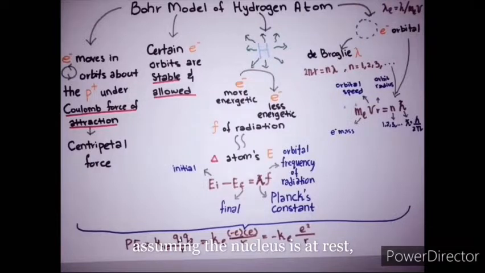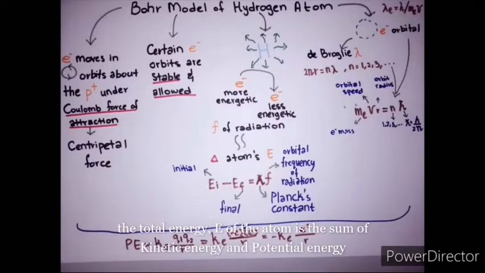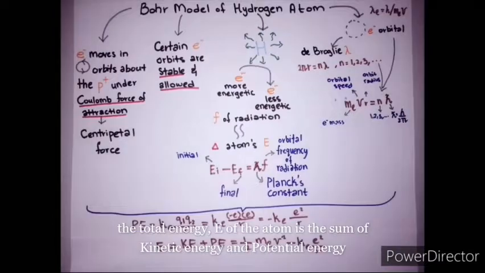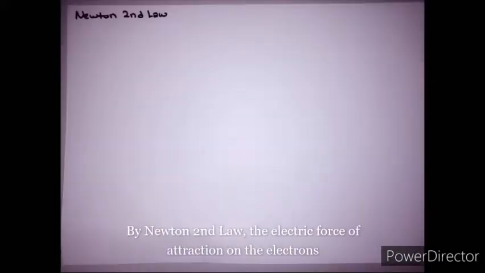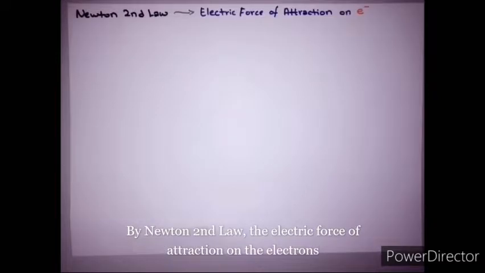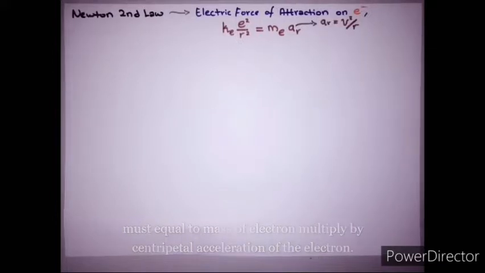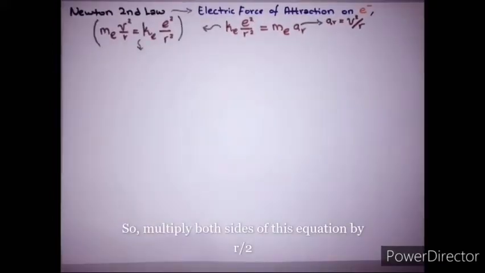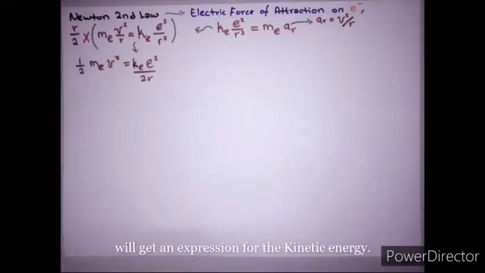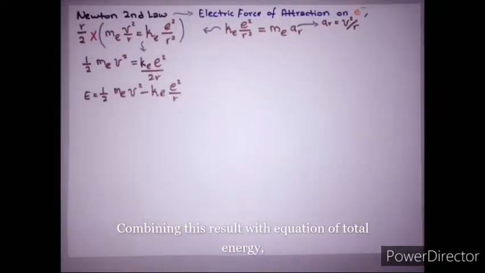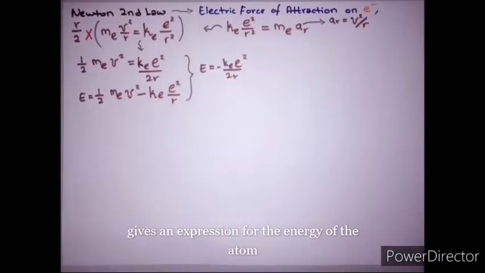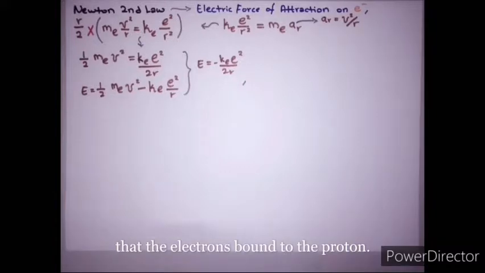The electric potential energy of the atom is given by this expression. Assuming the nucleus is at rest, the total energy E of the atom is the sum of kinetic energy and potential energy. By Newton's second law, the electric force of attraction on the electron must equal the mass of the electron multiplied by the centripetal acceleration of the electron. So, multiply both sides of this equation by r over 2 to get an expression for the kinetic energy. Combining this result with the equation of total energy gives an expression for the energy of the atom, where the negative value of the energy indicates that the electron is bound to the proton.